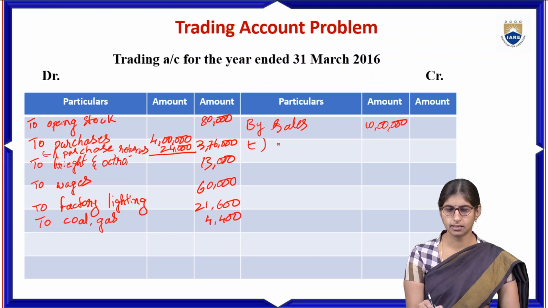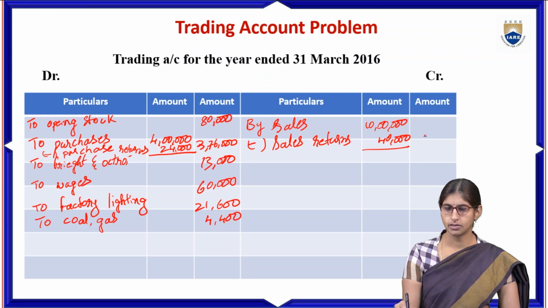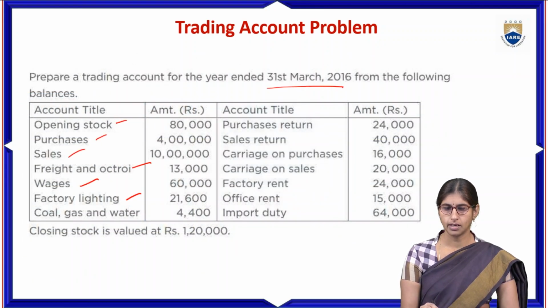Next, sales returns 40,000. So minus sales return 40,000. From 10 lakhs we have to deduct. So 9 lakhs 60,000 is the final net amount of sales. Next, sales and purchase returns are done.